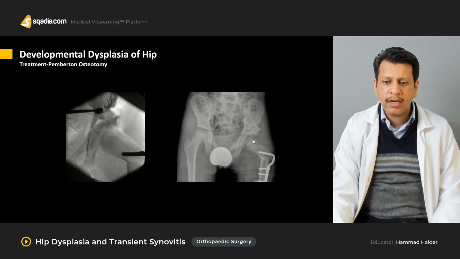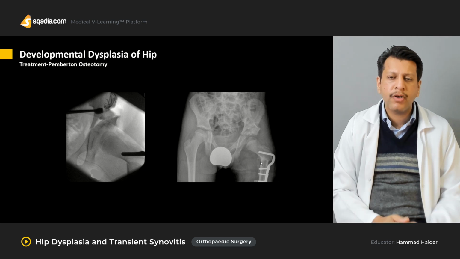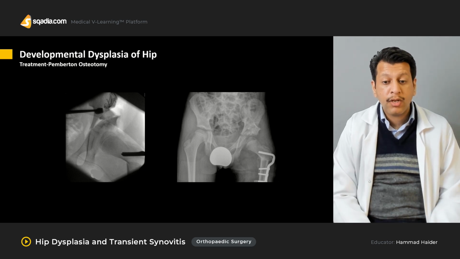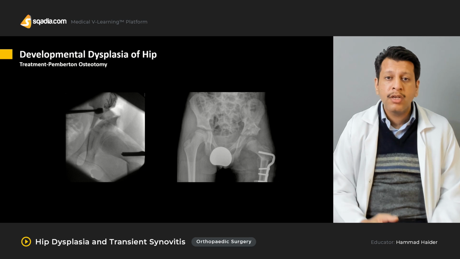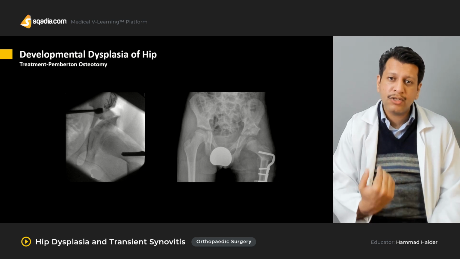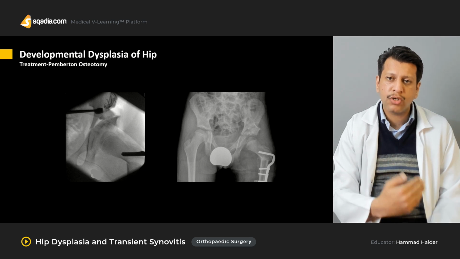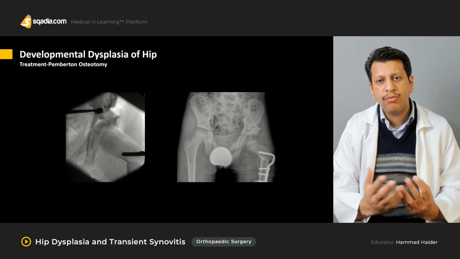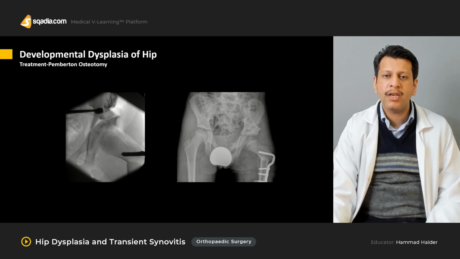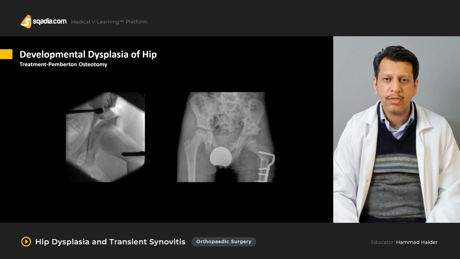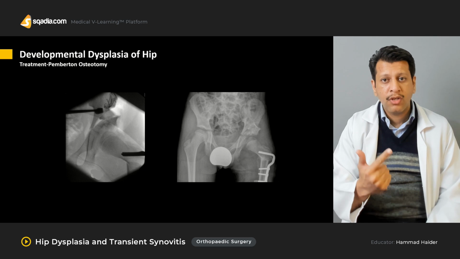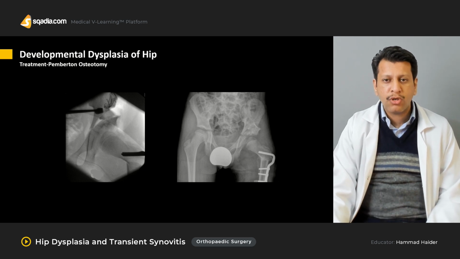And along with that, you have to go for some form of varus derotation as well as femoral shortening osteotomy. Sometimes the problem is so much that an isolated acetabular or pelvic osteotomy is not going to be enough, and you will have to do some form of femoral osteotomy as well. And usually the femoral osteotomy is always a varus derotation with femoral shortening osteotomy.